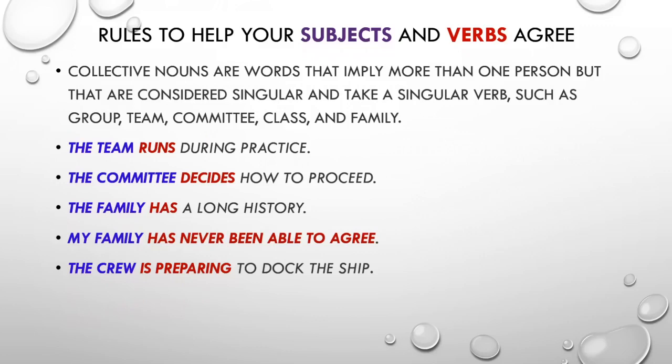Collective nouns are words that imply more than one person, but that are considered singular and take a singular verb, such as group, team, committee, class, and family. These are known as collective nouns. Examples include: the team runs during practice. The noun team is considered singular, and so we use the singular verb runs. The committee decides how to proceed. Here also the committee is taken as singular, so we use decides.